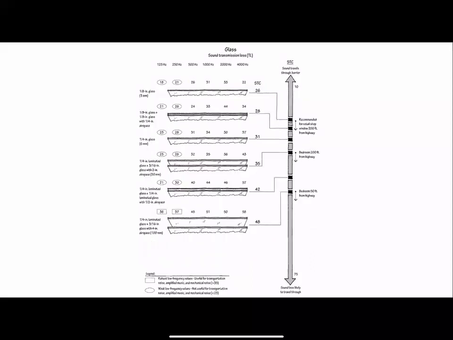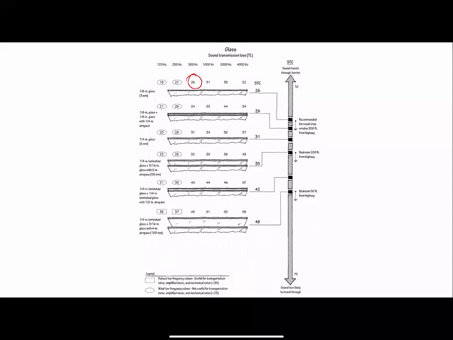Now, if we're looking at glass, glass is, of course, a weak link. And we saw in our case, our SDC, our transmission loss was like 25. So it was something like that. So we were looking at a condition, depending on what octave band we're looking at, where we're talking about just a normative single piece of glass.